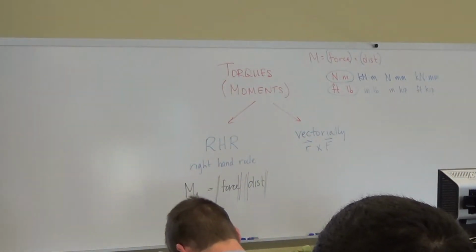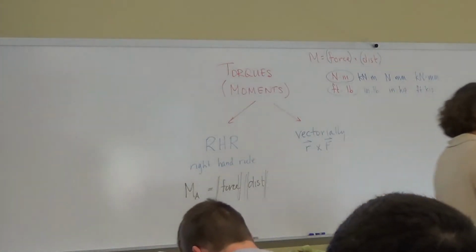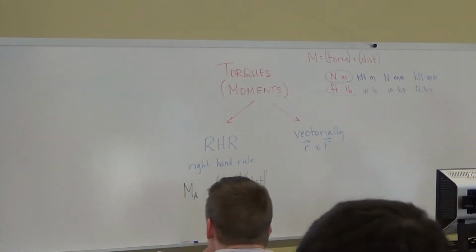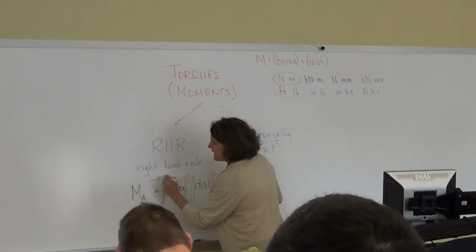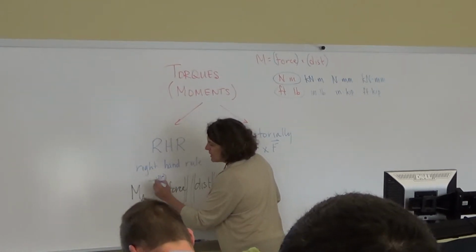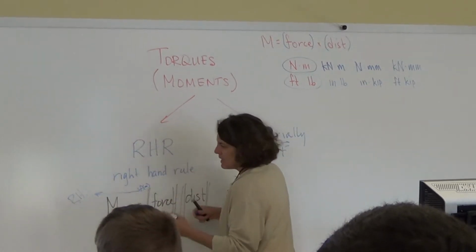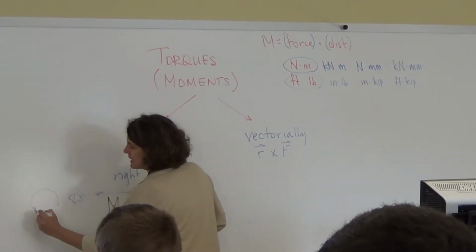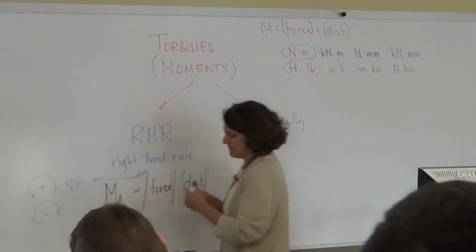But a moment has direction, right? We know it's a vector. Is it spinning to the left or is it spinning to the right? So how do I figure out the direction? The direction, whether it's positive or negative, I figure out by using my right hand. And we already said that if it's counterclockwise, it's positive. If it's clockwise, it's negative.